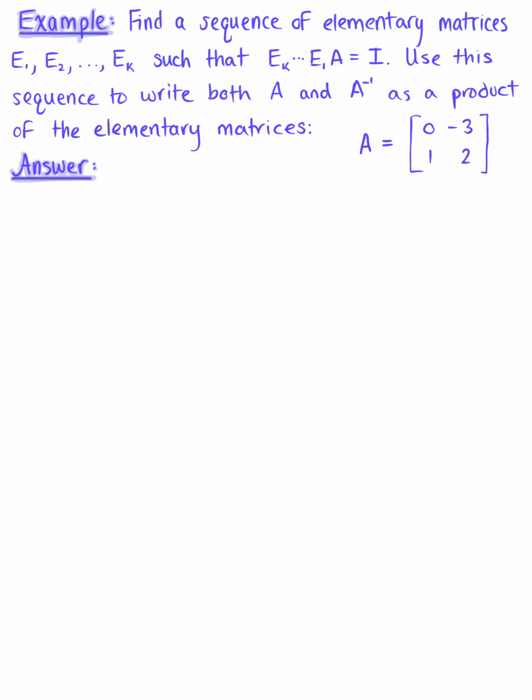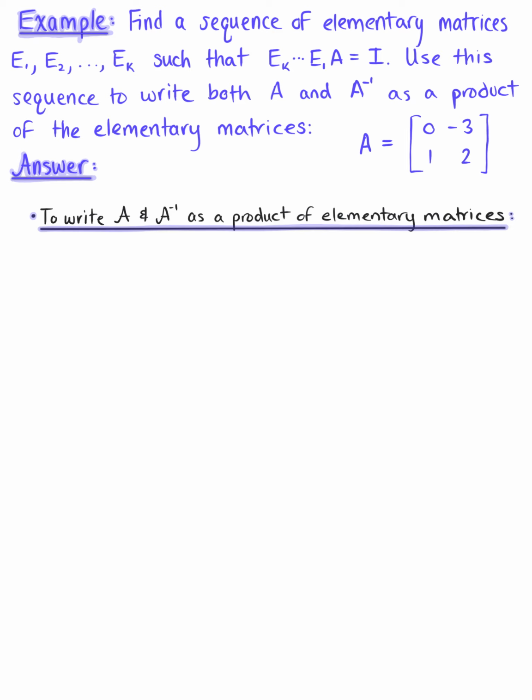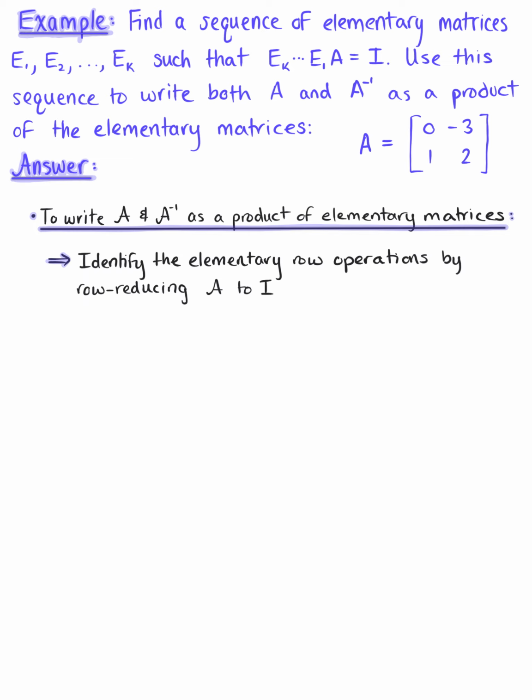So, the first thing that we need to do, in order to write both matrix A and the inverse as a product of these elementary matrices, we need to identify the elementary row operations by reducing matrix A to the identity matrix. So here we go. We have our 2 by 2 matrix A, which again is defined as 0, -3, 1, 2.